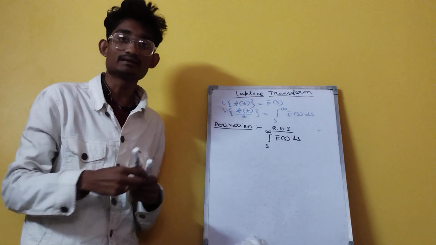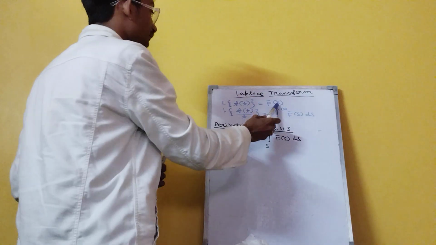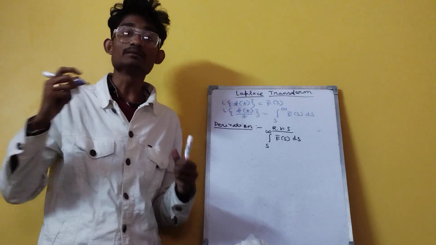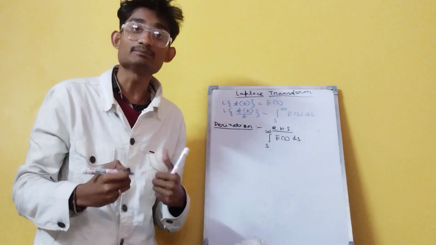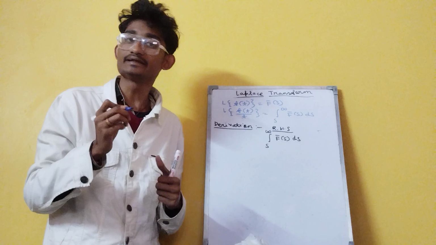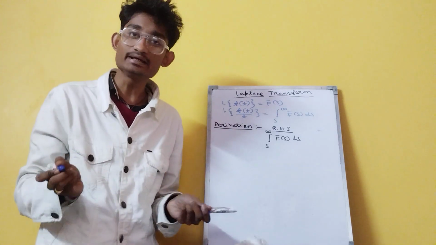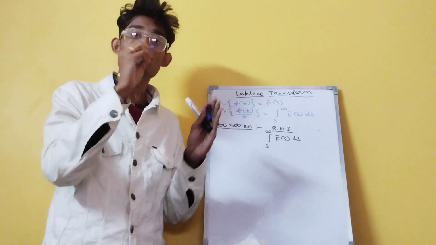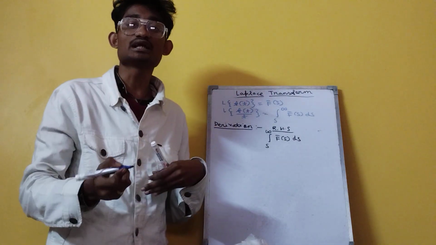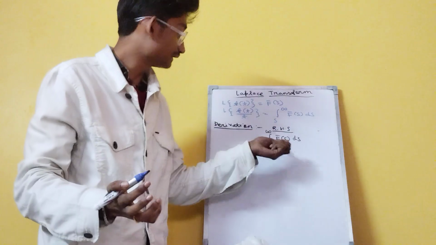What is f bar of s? That is Laplace of f of t. So in place of f bar of s, we can write the basic Laplacian form, that is, the integral from 0 to infinity of e raised to power minus st f of t dt. Laplace is a combination of three things: one is integral, another is exponential, another is the function. So let's write it over here.